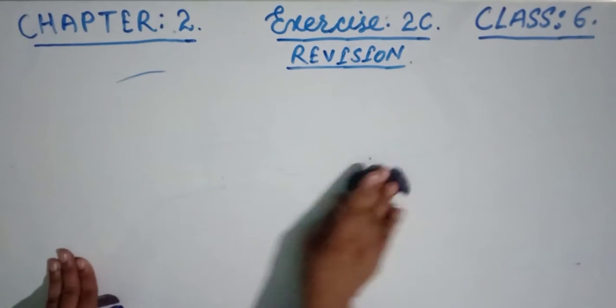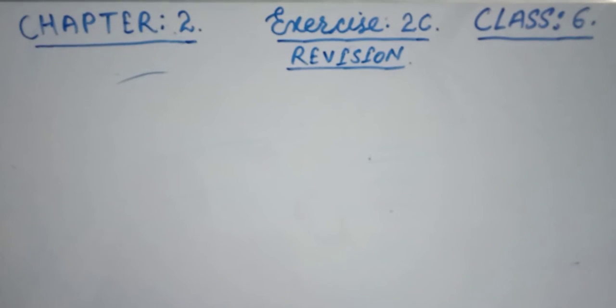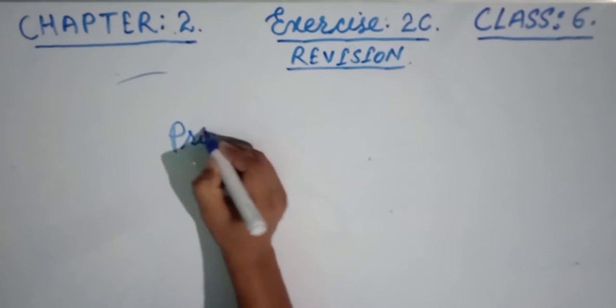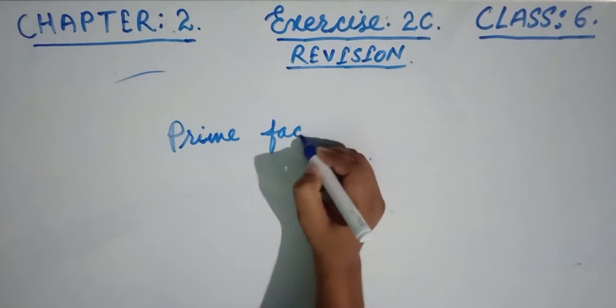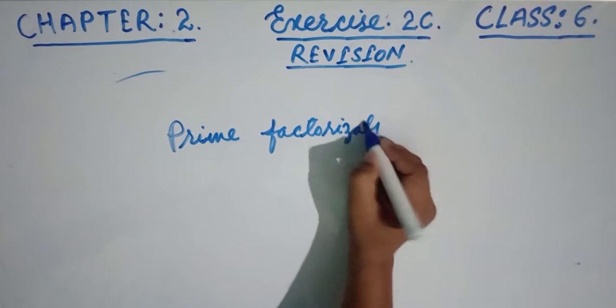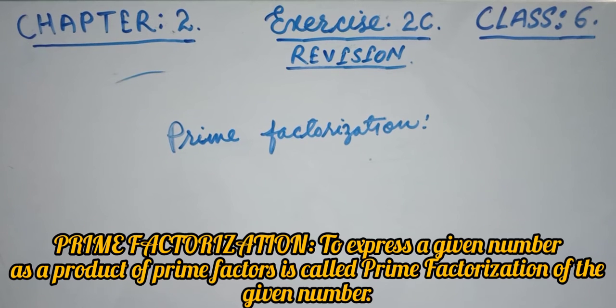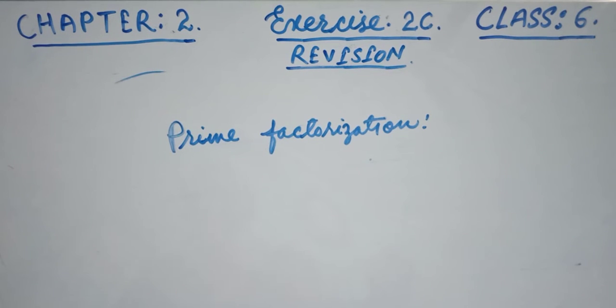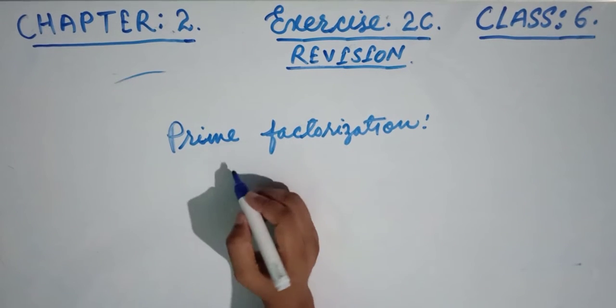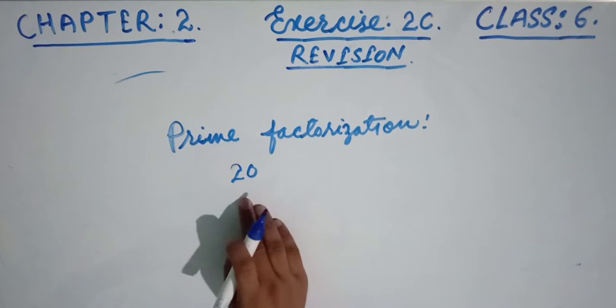Now the next word, friends: prime factorization of a given number. To express a given number as a product of prime factors is called prime factorization. To express a given number, whatever the number, as a product of primes is called prime factorization, friends. See the same example, 20.